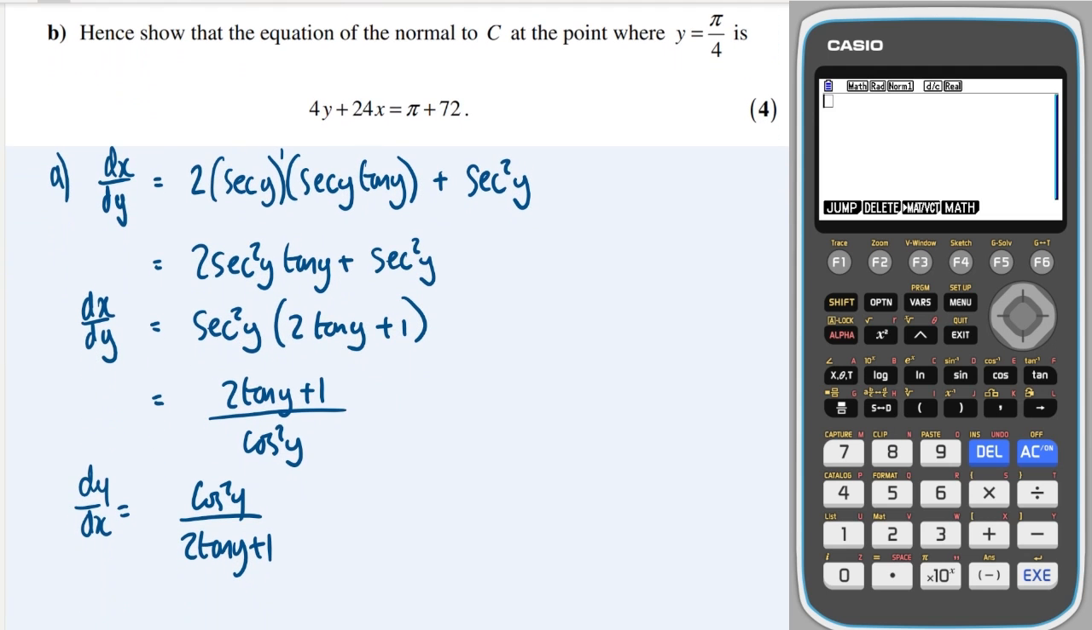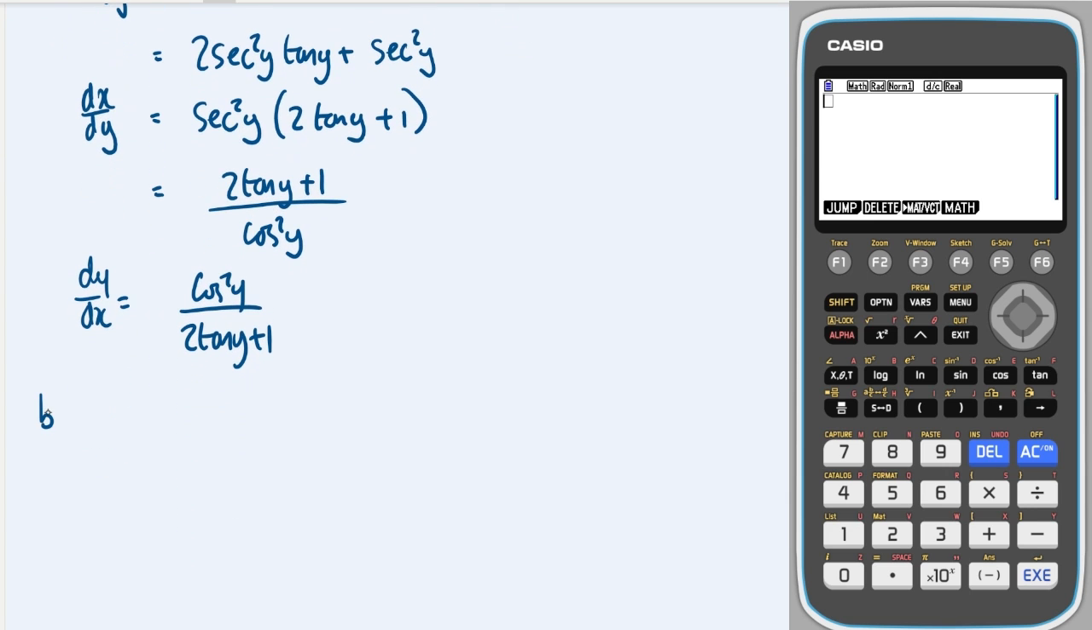Okay, hence show that the equation of the normal to C at the point where y is equal to pi over 4 is given as this. Okay, so the normal gradient is the negative reciprocal. So the gradient m is equal to the reciprocal of this, a negative. So negative (2 tan, and the y value being pi over 4, plus 1) over cos squared pi over 4.